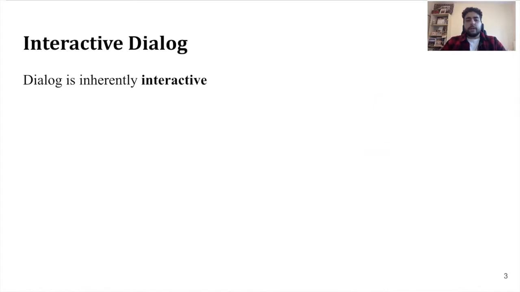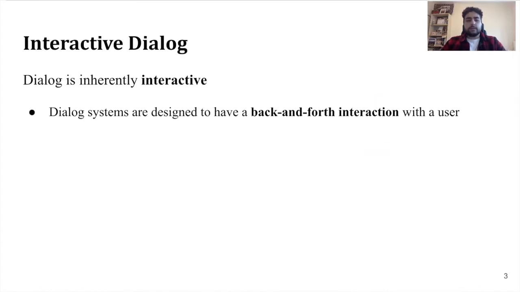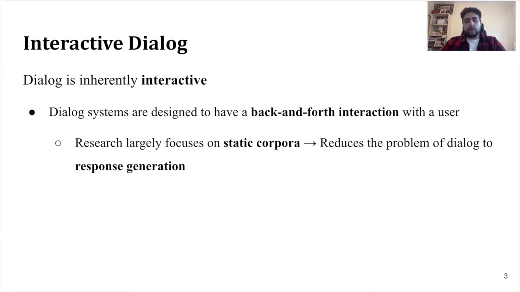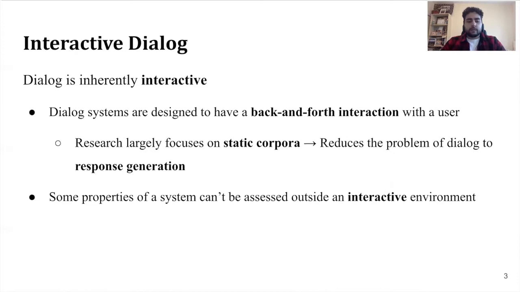Dialog is meant to be inherently interactive. Dialog systems are designed to have a back and forth interaction with the real user. However, to date, research has largely focused on static corpora, and this reduces the problem of dialogue to that of response generation. Unfortunately, with a static dataset, some properties of dialog systems can't be effectively assessed, and for certain properties, you need an interactive environment to really assess them. This includes things like long-term planning, error recovery, and coherence.